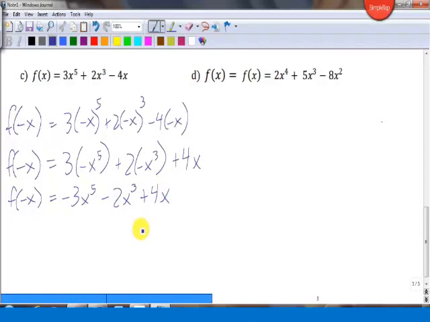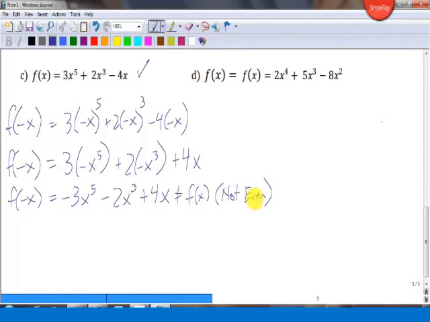Once it's completely simplified, we look at it, we ask ourselves, is this identical to the original? Same in every way. Is it? Some conspicuous differences here. Where there's a positive 3, there's a negative 3. Where there's a positive 2, there's a negative 2. Where there's a negative 4, there's a positive 4. So not exactly the same, is it? So not f of x, so it's not even.